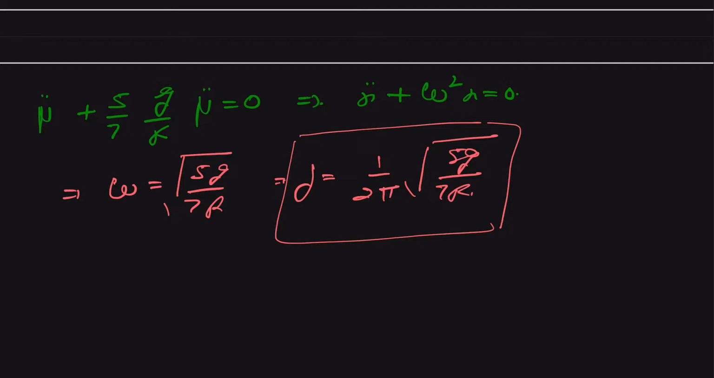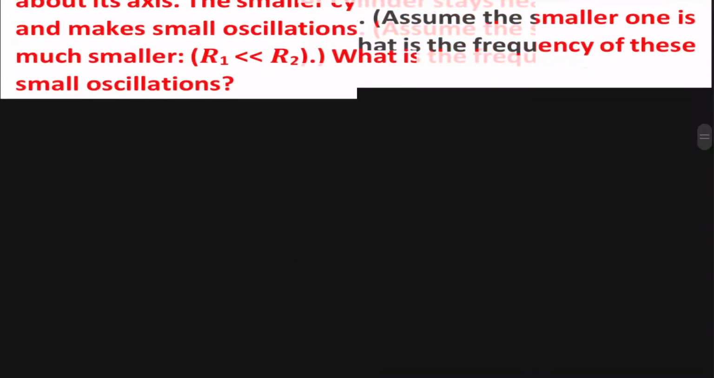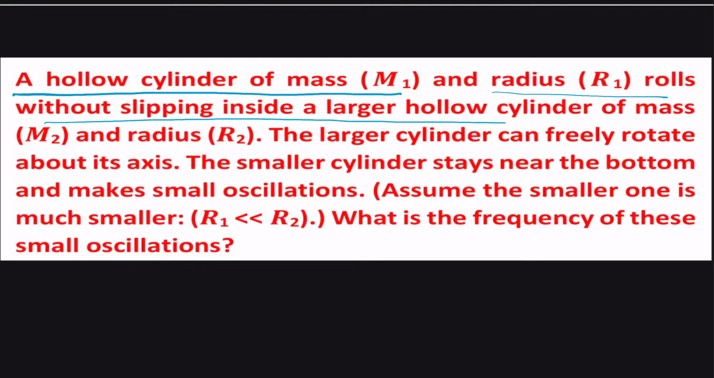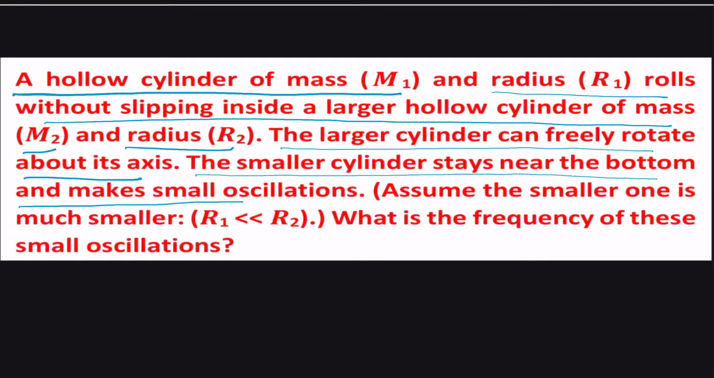And in the next question we are going to do a little variation of this same question. It states that a hollow cylinder of mass m1, radius r1 rolls without slipping inside a large hollow cylinder of mass m2 and a radius r2. The larger cylinder can freely rotate about its axis. The smaller cylinder stays near the bottom and makes small oscillations. Assume the smaller one is much smaller, that is r1 is very much less than r2. What is the frequency of these small oscillations?